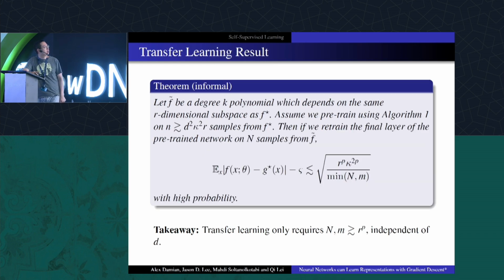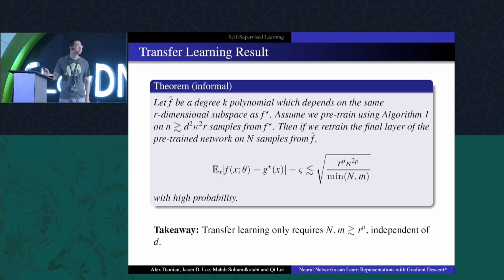Okay. There's a similar result for transfer learning. Let's say I have a new target function, f tilde. This f tilde depends on the same r-dimensional subspace, but it's a different function. It depends on the same r coordinates, but it can be an arbitrarily different function. So what we do is we pre-train using the feature learning, throw away the head, keep only the hidden layer, and then retrain the head. That's the algorithm. We retrain the final layer.